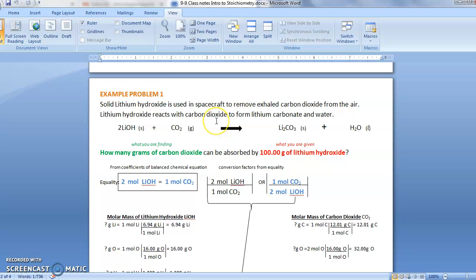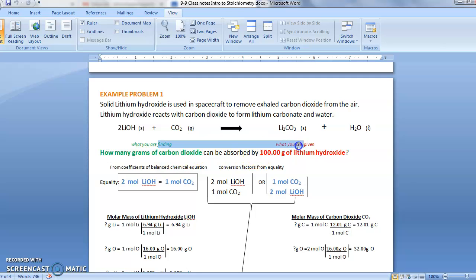Solid lithium hydroxide is actually used in spacecraft to remove exhaled carbon dioxide from the air. Here's how it happens. Lithium hydroxide will react with the carbon dioxide in the air, and we end up producing lithium carbonate and water. When we balance the equation, we see that 2 moles of lithium hydroxide are needed to remove 1 mole of carbon dioxide.